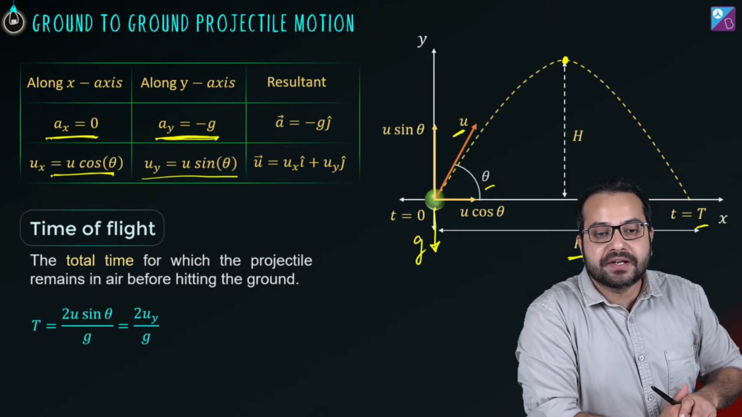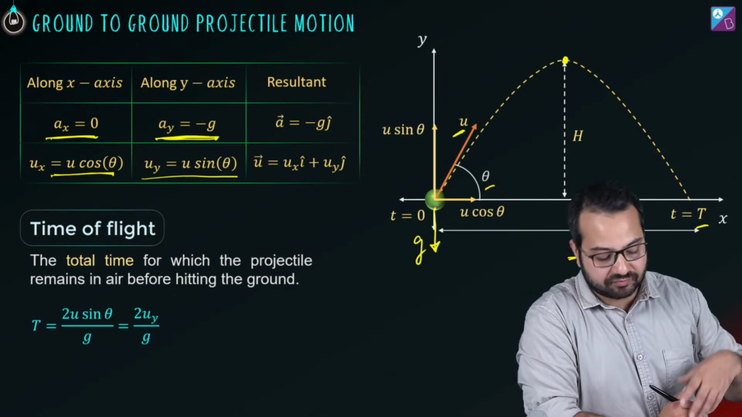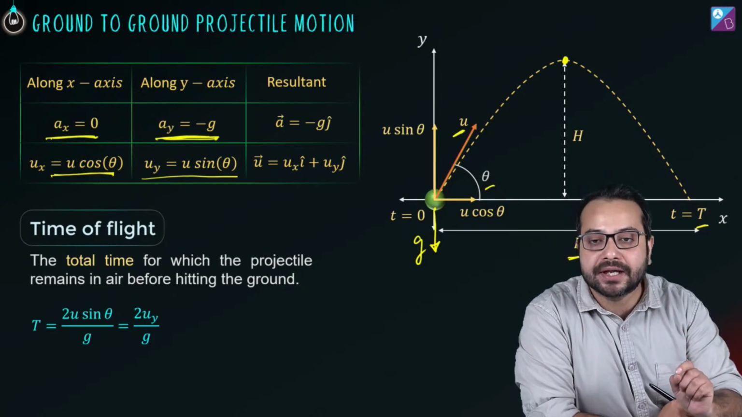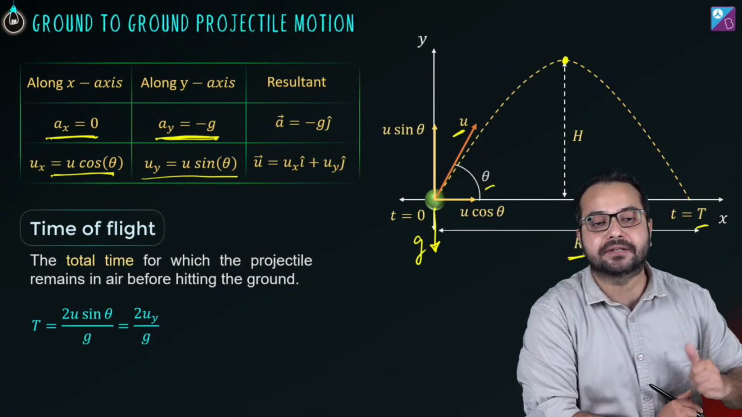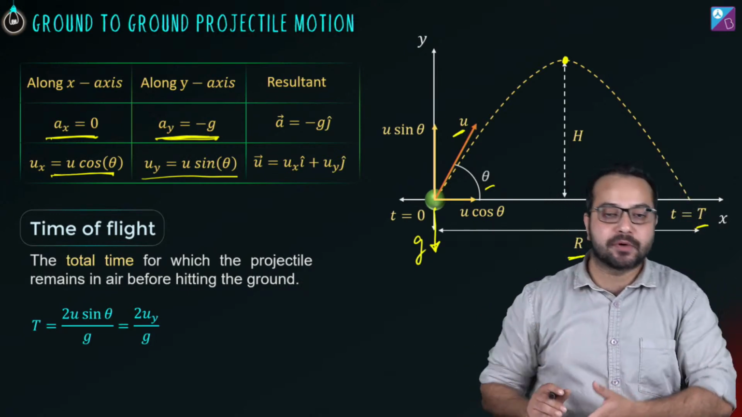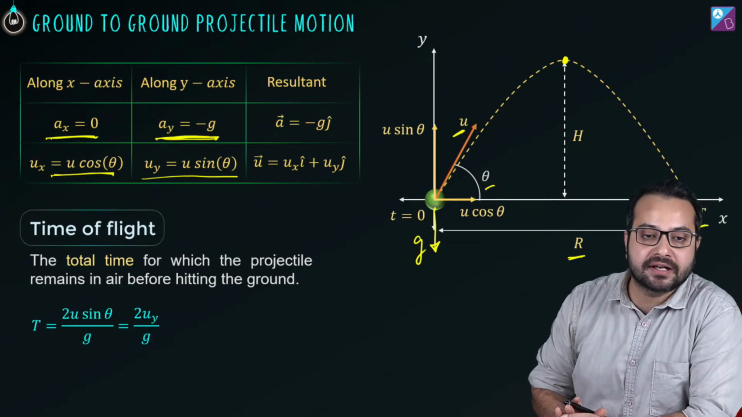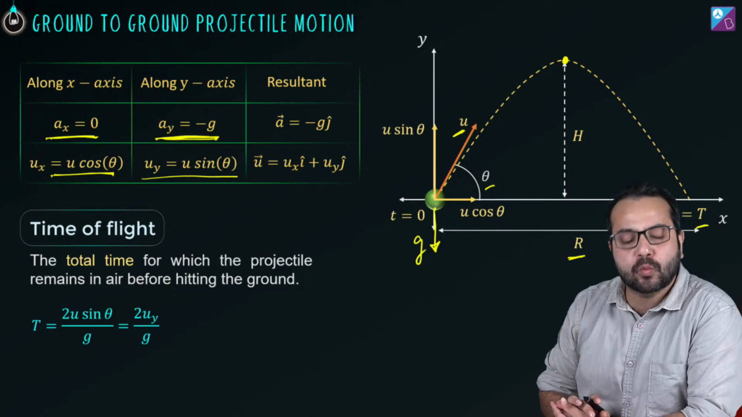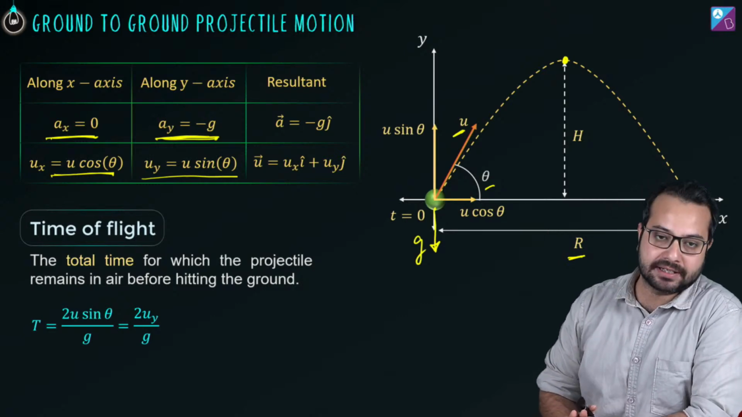Sir, by using uy is equal to u sin theta. Correct, uy is u sin theta. But how do we calculate the time of flight? The time of ascent plus time of descent. We can do it using free fall. All the answers I am getting are close to what I am expecting, but not exactly.